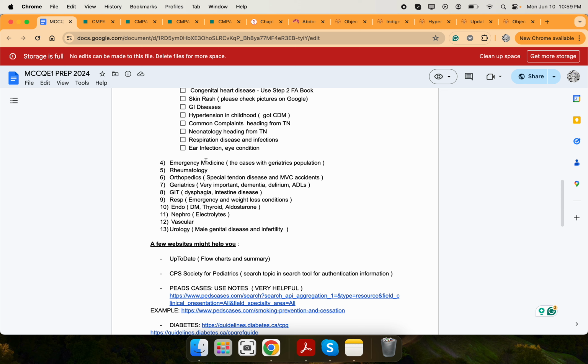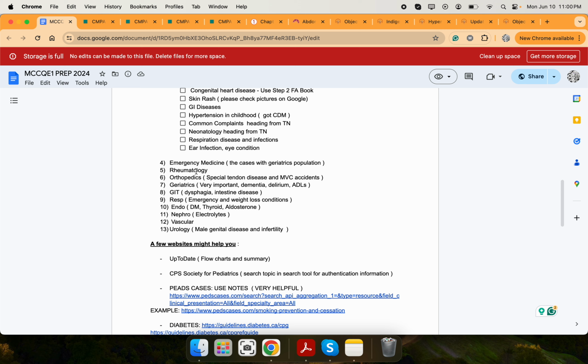Emergency medicine, yes, you have to do it. It's very important, especially if you talk about the geriatric population. Why? Because if a patient is from the geriatric population, they might come with dehydration, they might come with a fracture, they always come into the emergency. So basically geriatrics combined with emergency is one thing.